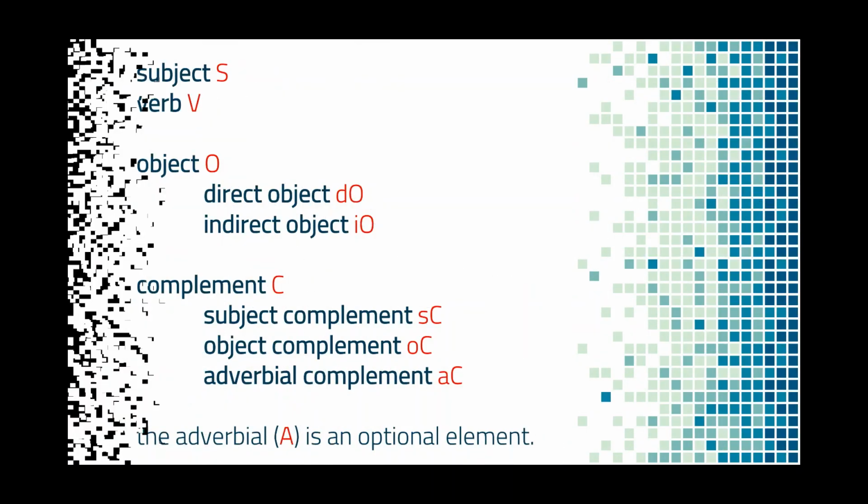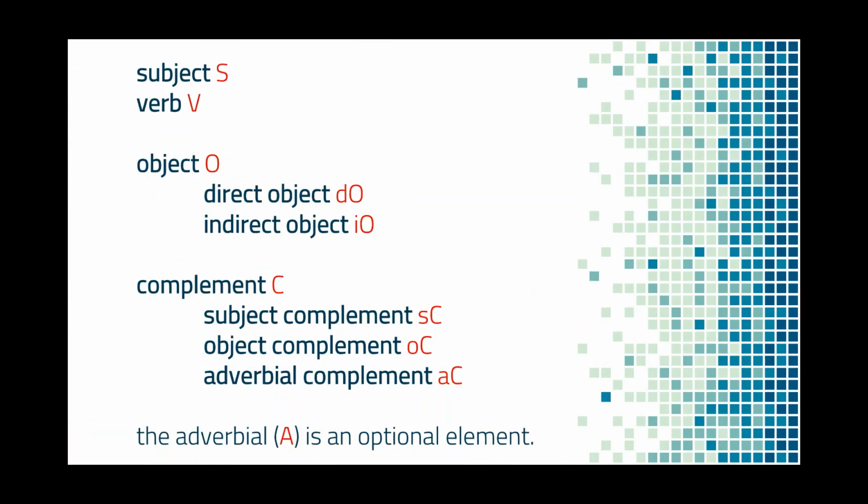Number 1 is the subject. Number 2 is the verb. Number 3, the object. And you should notice that the object could be direct and it could be indirect.